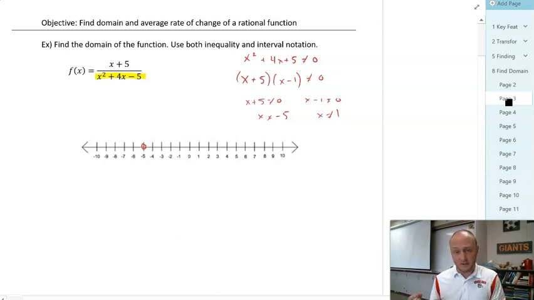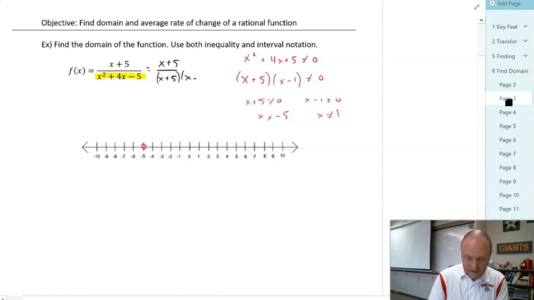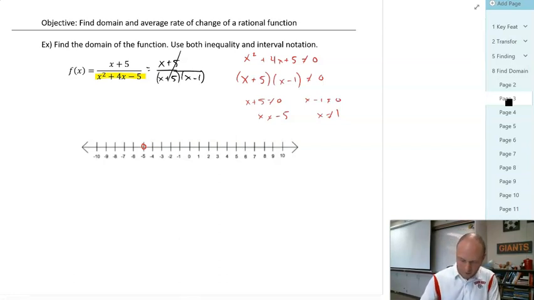Now, how do I know it's a hole? Well, look at the numerator here. If I go ahead and rewrite my rational function, x plus 5 over x plus 5 times x minus 1, right? These are going to cancel. That generates a hole. So I know that there's a hole there. And then at 1, there is an asymptote. Okay? So what's our domain?